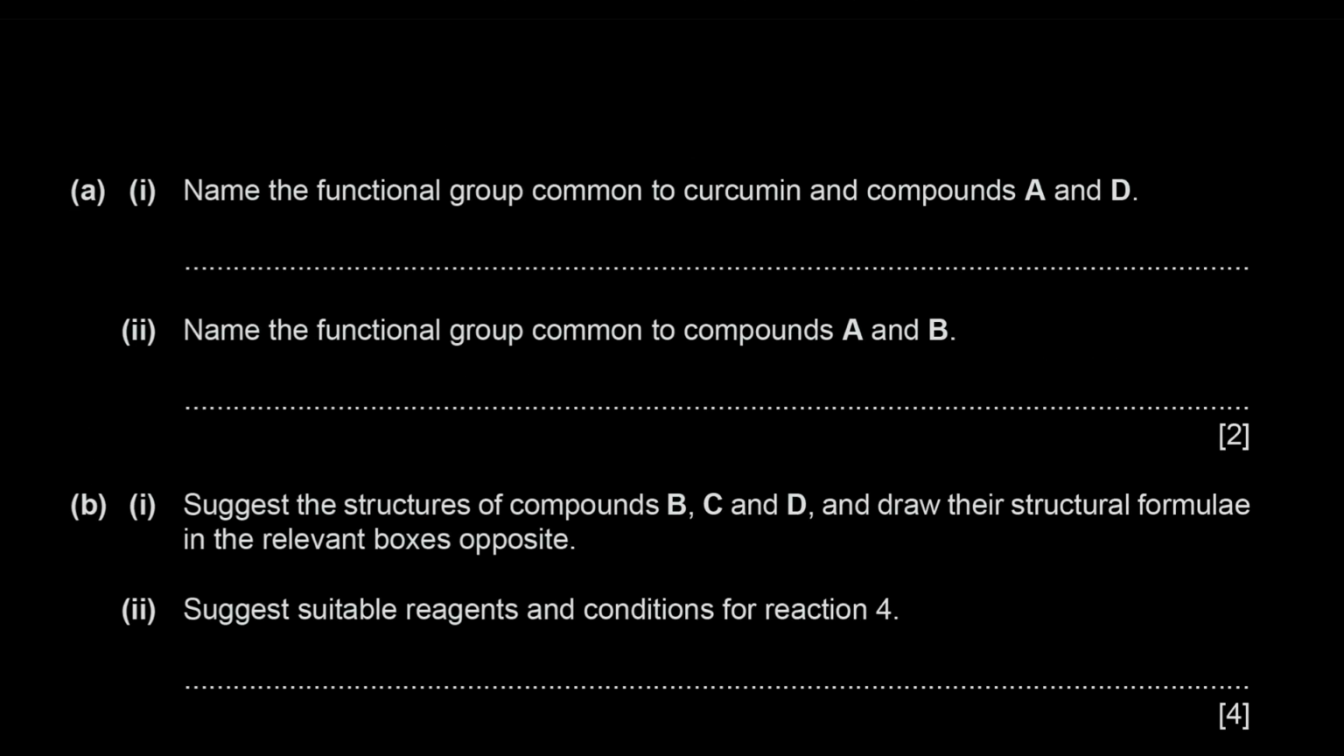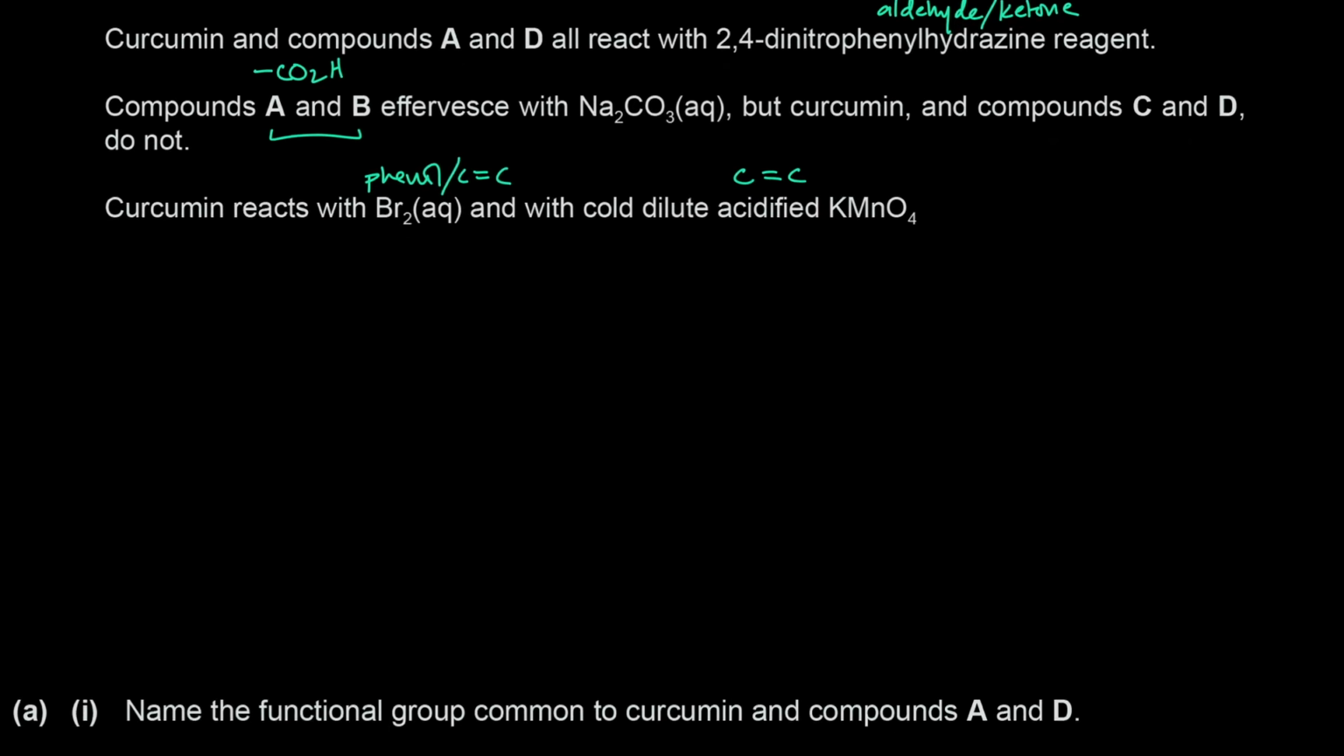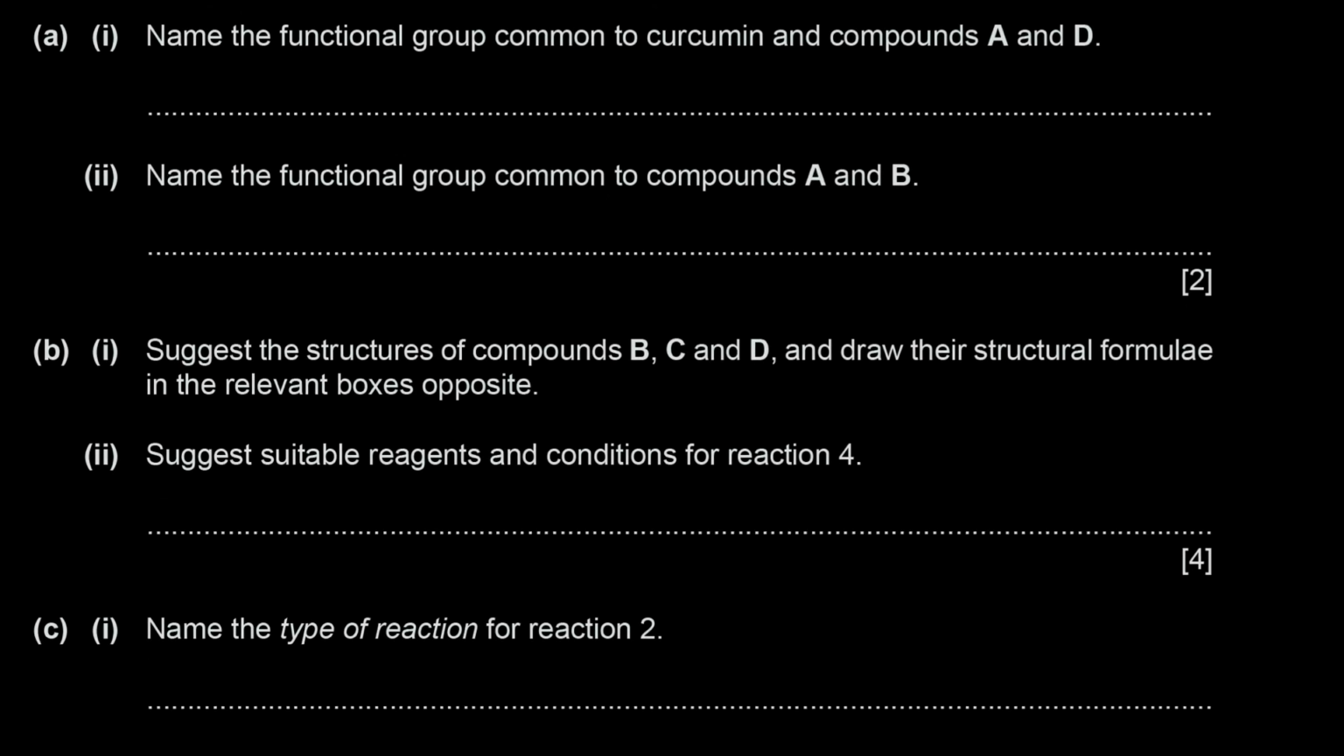All right. Name the functional group common to curcumin and compounds A and D. Compounds A and D and curcumin all react with 2,4-DNPH. So we can say that because they all react with 2,4-DNPH, the functional group that they have in common is a carbonyl. Now this could be an aldehyde or a ketone. We'll specify when we look at the reactions. Name the functional group common to compounds A and B. Well, that's a carboxylic acid group, a carboxyl group. So we have carboxylic acids present in compounds A and B.